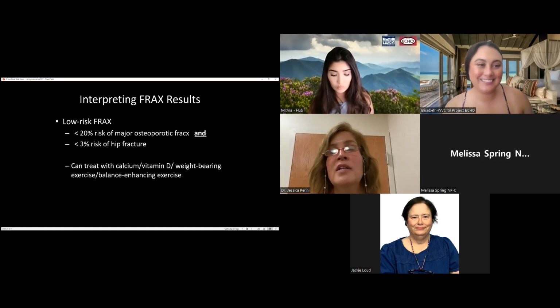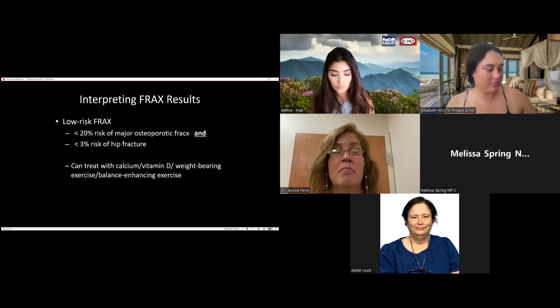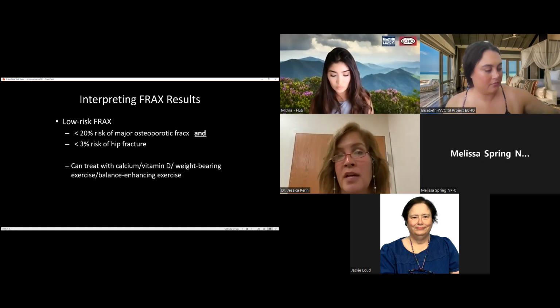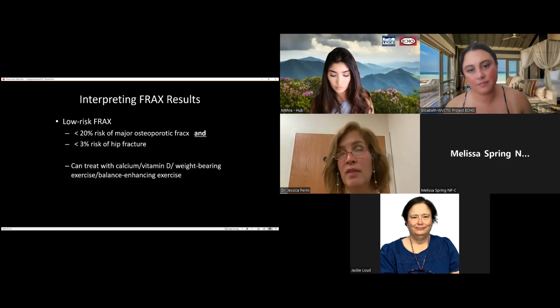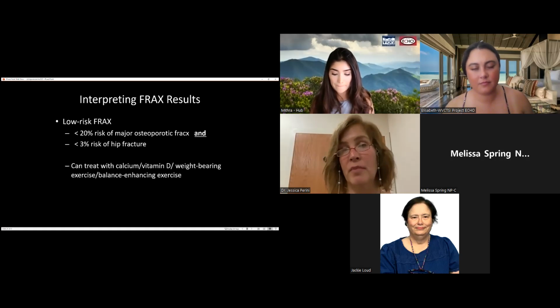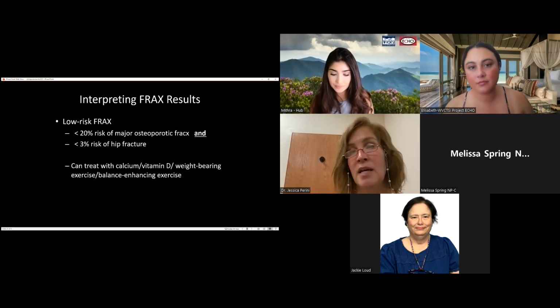All right. So what if it's a low risk Frax score? So less than 20% for a major osteoporotic fracture and less than 3% risk of a hip fracture. Those are the people that you treat in the way that we've traditionally thought to counsel people for osteopenia. You tell them, make sure you get adequate calcium in your diet. And if you don't, you take a supplement with an optimal level around 1,200 milligrams of calcium for your day. Make sure their vitamin D levels are normal. And if they're not, tell them to take a supplement.